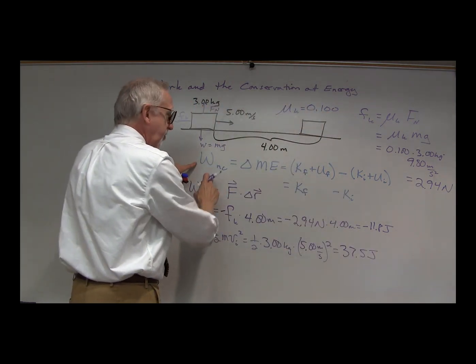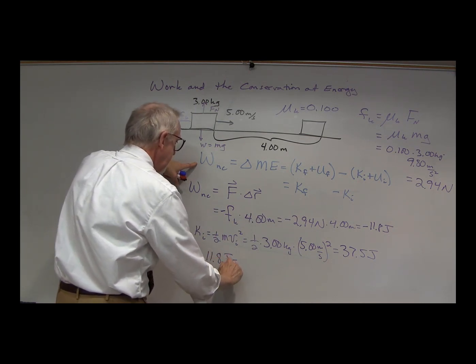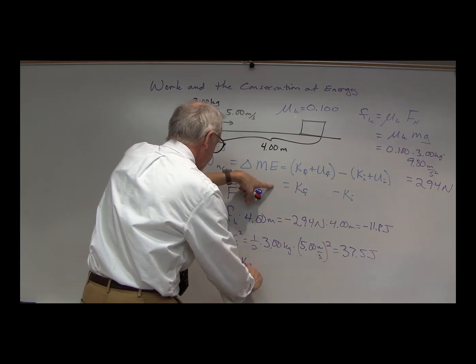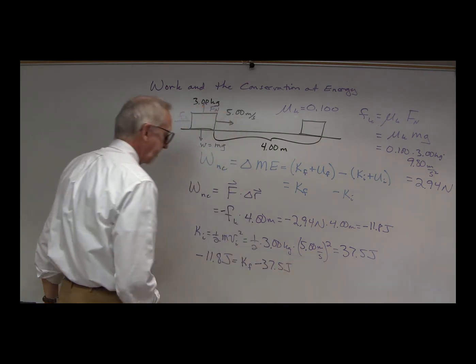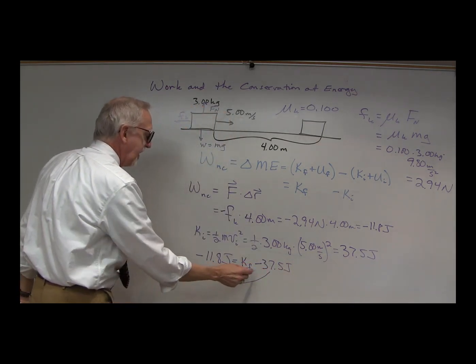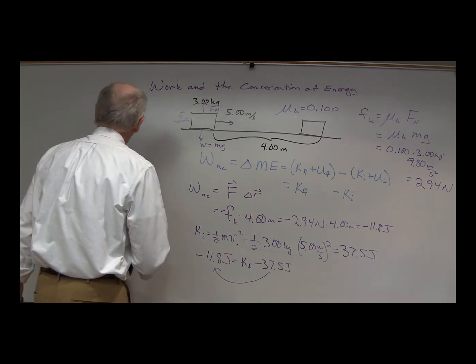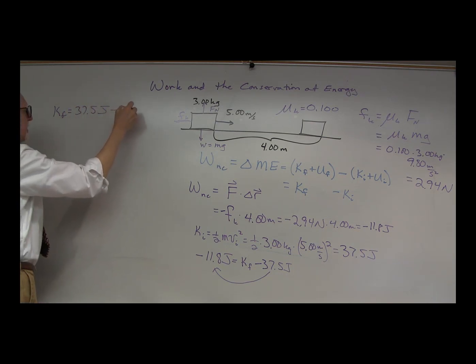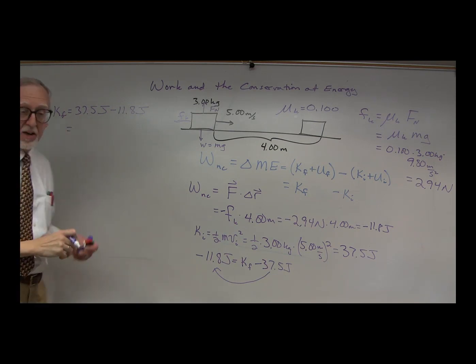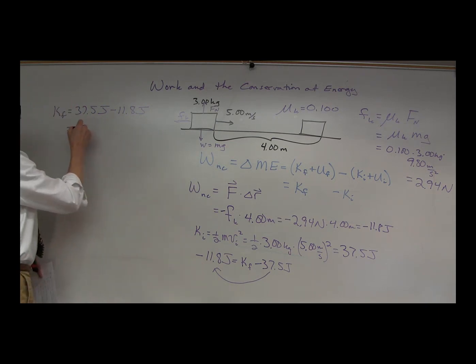And what do we have? Let's come back here. The work done by the non-conservative forces is negative 11.8 joules. This must equal K final, the final kinetic energy, minus K initial, or minus 37.5 joules. Let's bring this over here, and we have K final is 37.5 joules minus 11.8. I'm running out of space here. So K final will be equal to 37.5 joules minus 11.8 joules, which gives us a final kinetic energy of 25.7 joules.